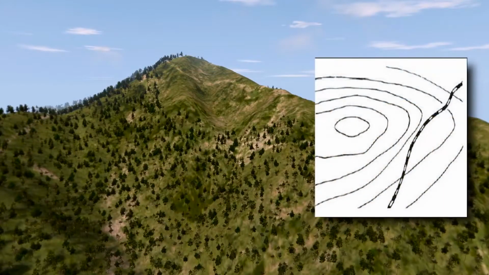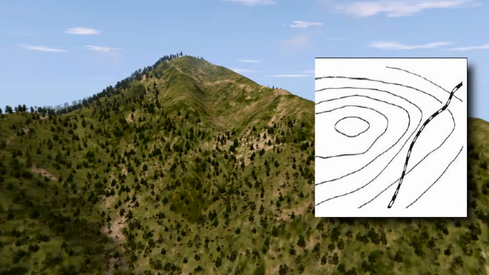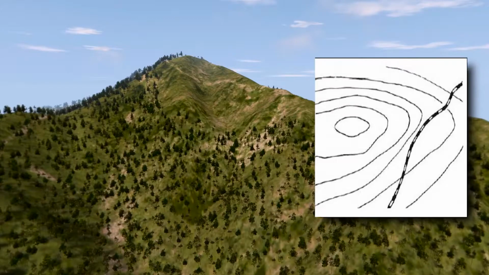Contour lines forming a ridge tend to be U-shaped or V-shaped. The closed end of the contour line points away from high ground.